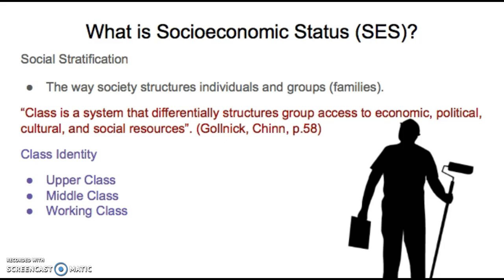And the text explains it as class is a system that differentially structures group access to economic, political, cultural, and social resources. So within each of these classes, or your class identity, come economic, political, cultural, and social privileges, so to speak, or resources. The majority of the people are right around the middle class or pride themselves on being middle class.